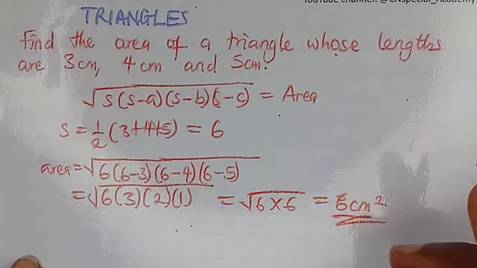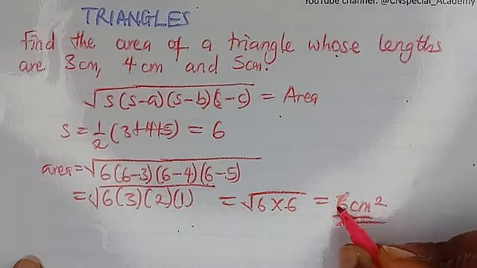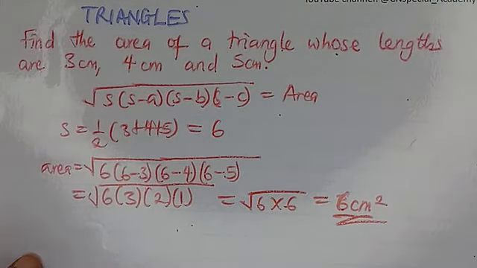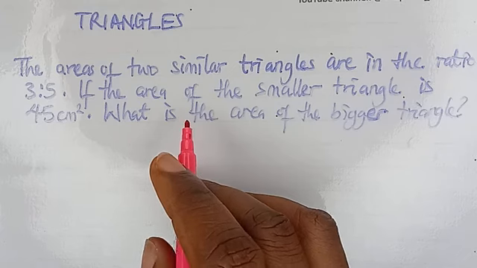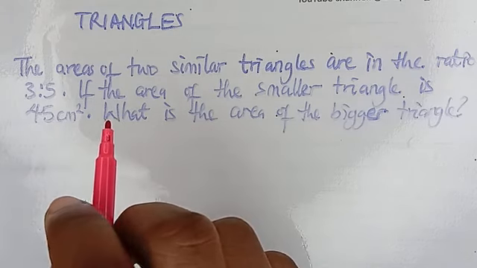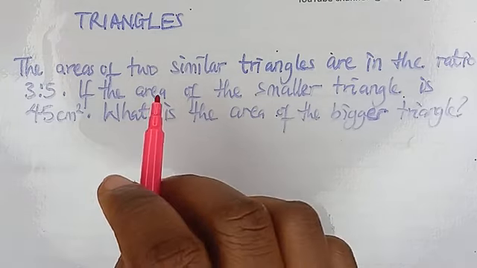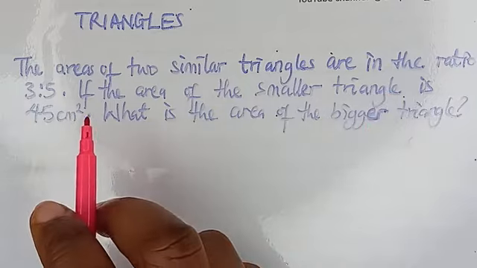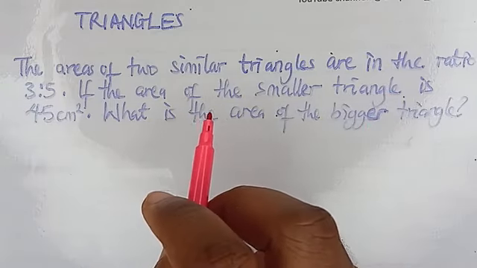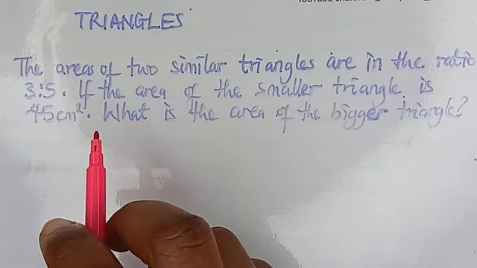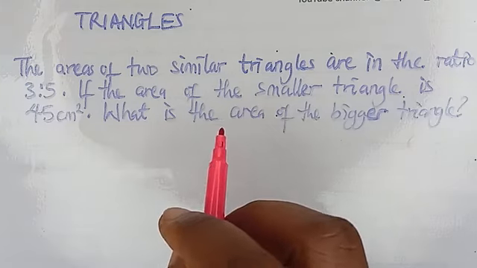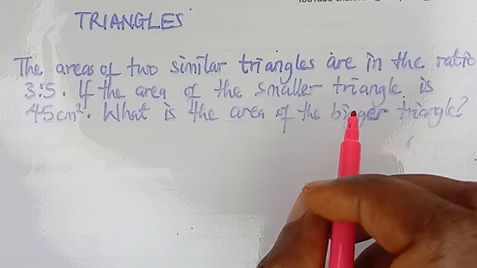Always remember that area is in units squared. Okay, let's look at this other unique question. The areas of two similar triangles are in the ratio of 3:5. If the area of the smaller triangle is 45 cm squared, what is the area of the bigger triangle?